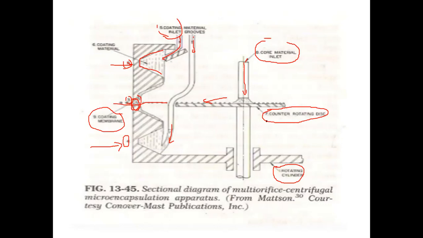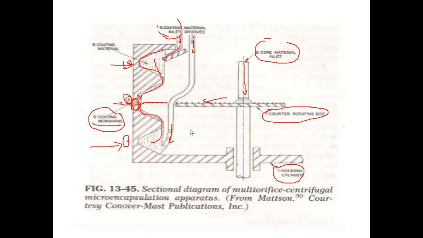Then one counter rotating disc is mounted within the cylinder, which carries the core materials for the coating purpose. Here, basically, solutions from group 2 and group 4 will meet at group 3, which has the coating membrane, where exactly the coating will be carried out. And the micro or multi-orifice centrifugal process can be used for the microencapsulations that we can use.